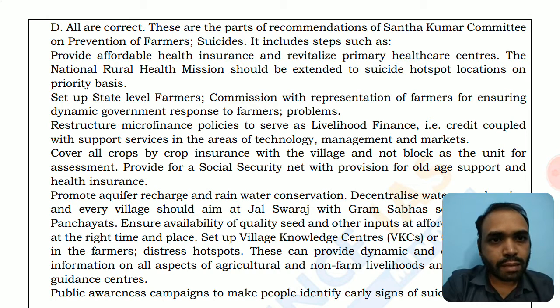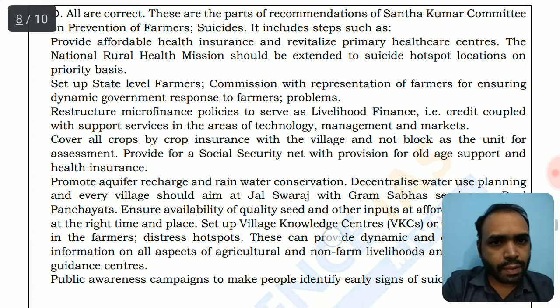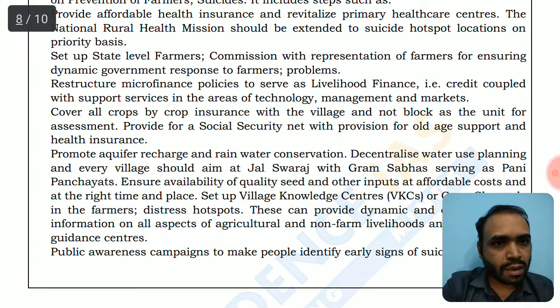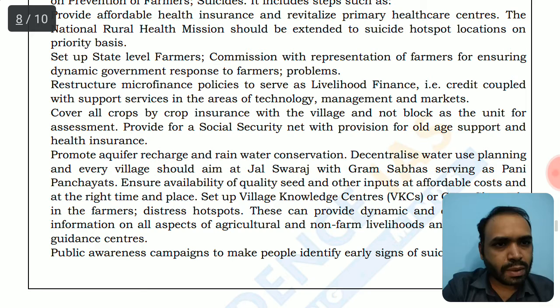So this was the recommendation to move this insurance of crop to the village level, and provide for a social security net with provisions of old age support and health care. Then promote aquifer recharge and rainwater conservation. Decentralize water use planning, and every village should aim at Jal Swaraj. That is the Jal Swaraj with Gram Sabhas.